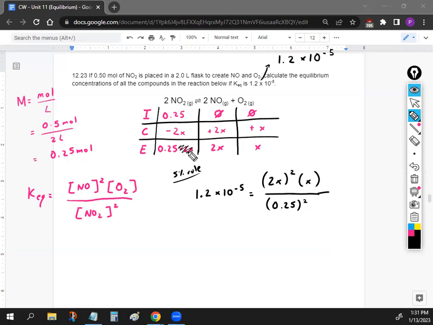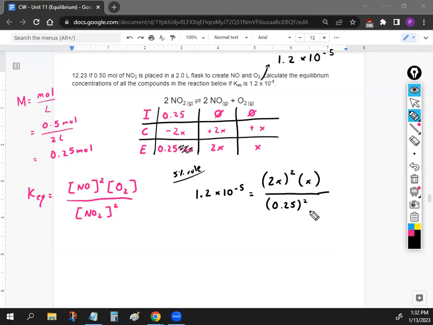With the 5% rule, we're going to assume that the difference in the concentration will not be that significant. That's the 5% rule. I recommend doing it to all of them. And if it passes the 5% rule, then you can just use your answer.